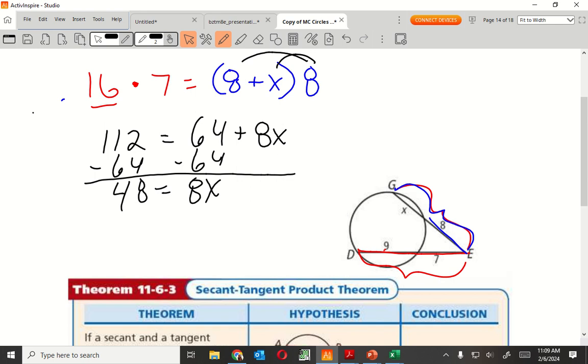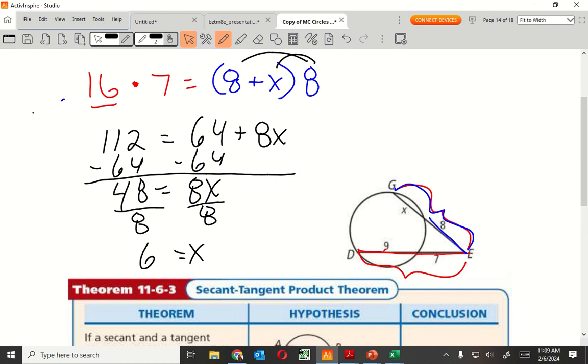So now to get the x by itself. Right now, 8's multiplying times the x, isn't it? Divide both sides by 8. That's what I'm going for. Divide both sides by 8. It's 6. How'd you get that? Divided by 8, right?